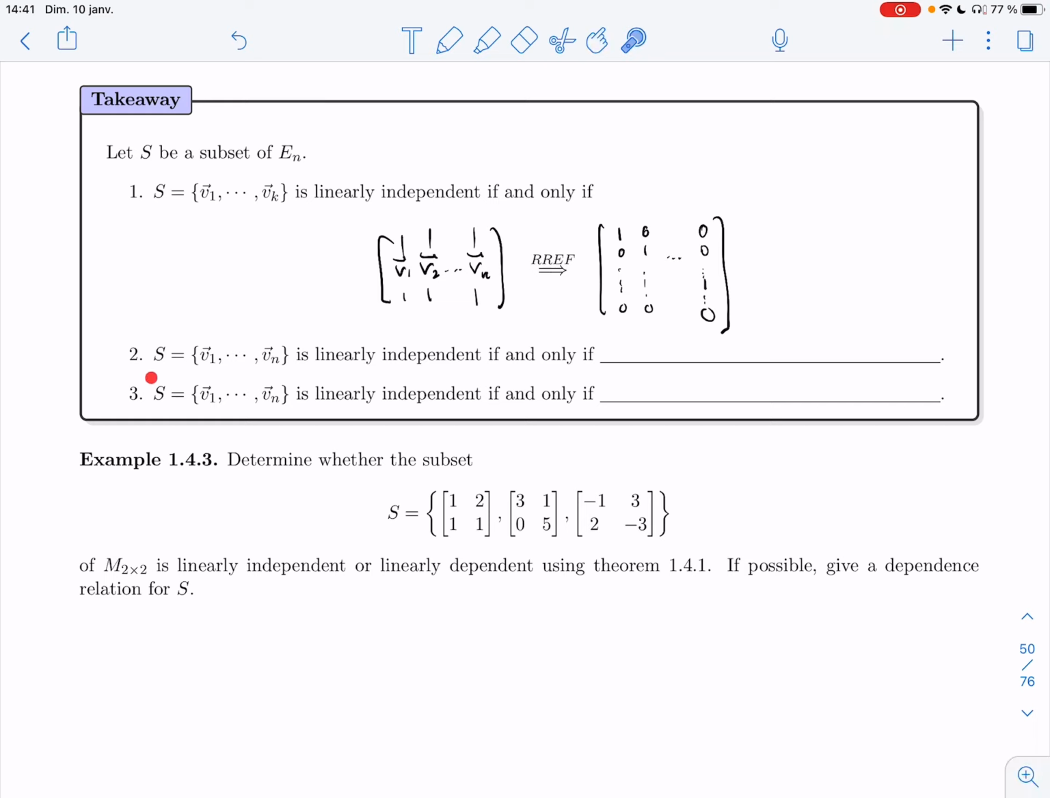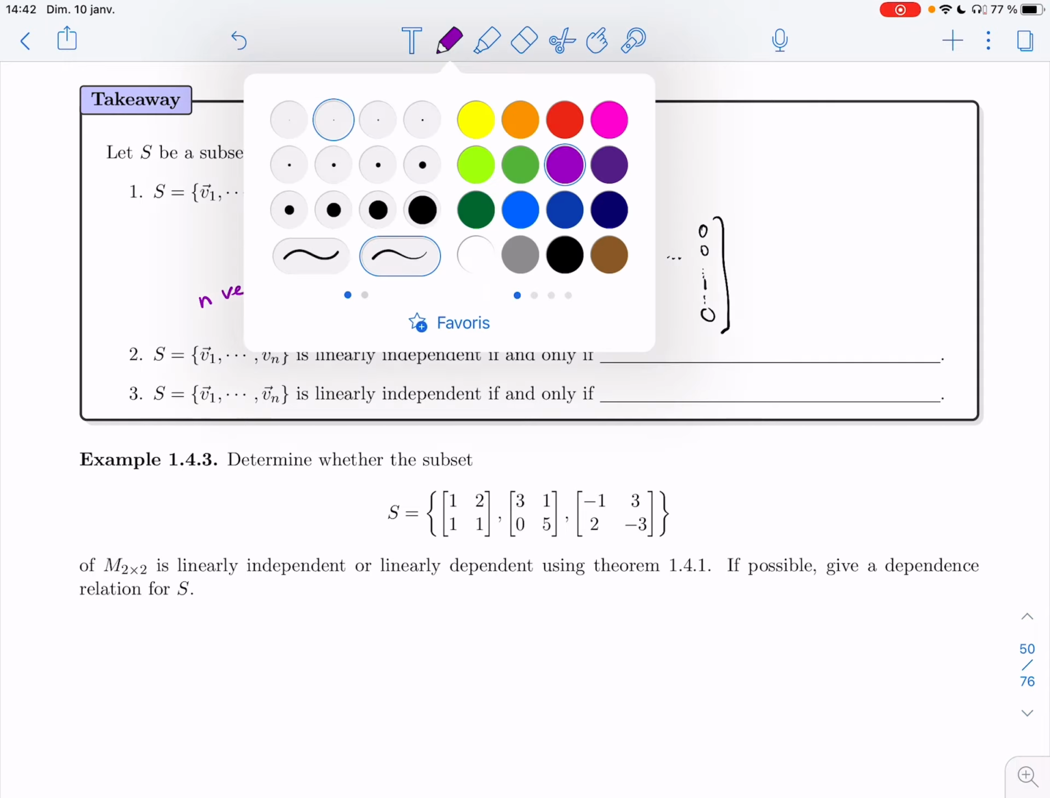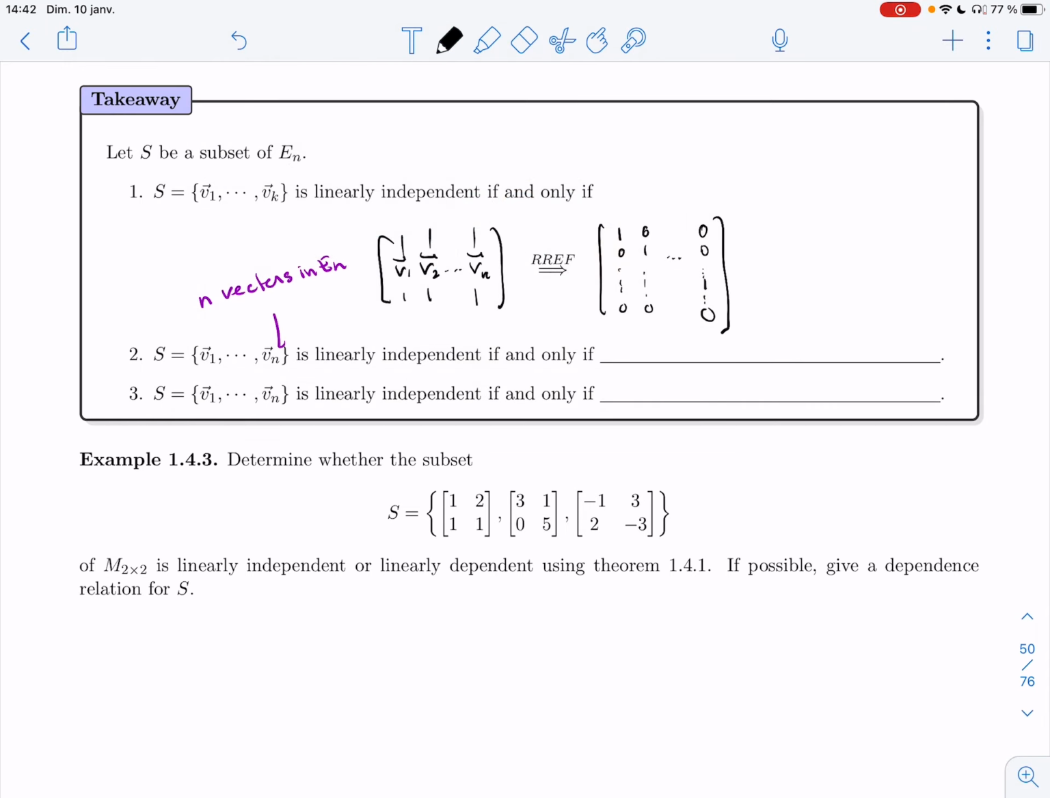Now, if I have the same number of vectors as the dimension, then I get a square matrix, and then it's more interesting. It's going to be linearly independent if and only if this matrix A, let me give it a name, this matrix A is invertible, or we could say it's linearly independent if and only if the determinant of A is not 0. So that's very helpful computationally.